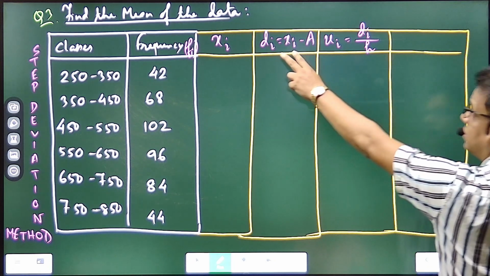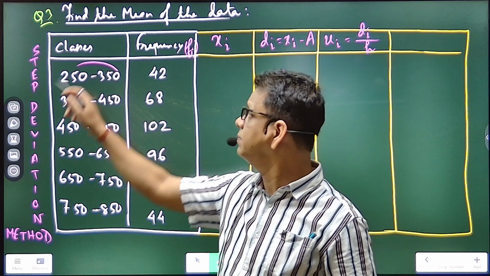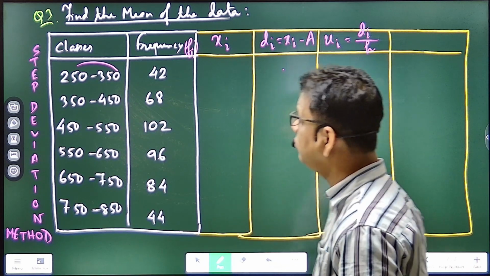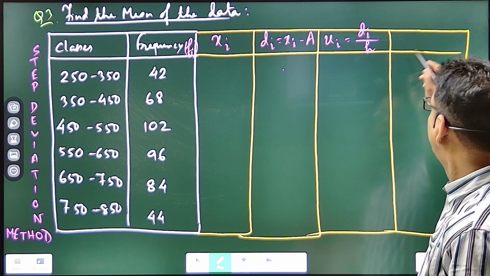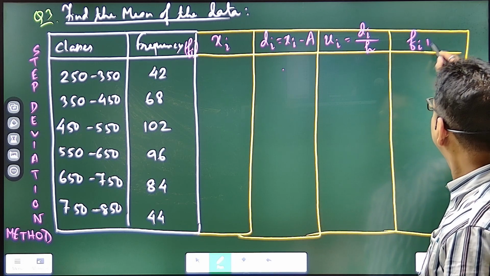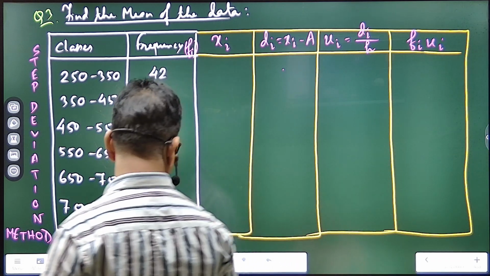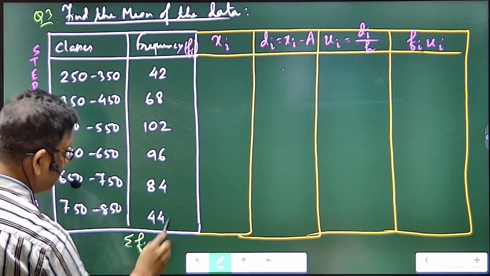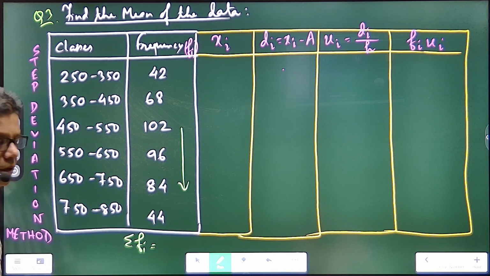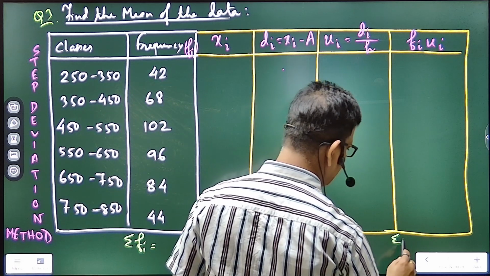So di means this number, you will get it. H means the gap. What is the gap here? 350 minus 250. How much? 100 gap only. So you will divide it by 100. And then fi ui. Is it okay? Which columns you will add? Same. You will add summation of fi. So this column you will add it. All these numbers you will add it. Also fi ui.